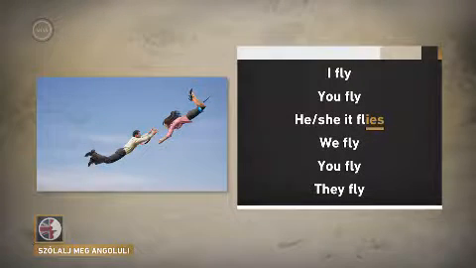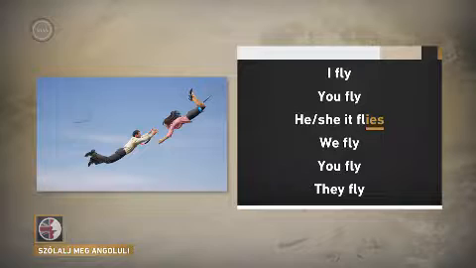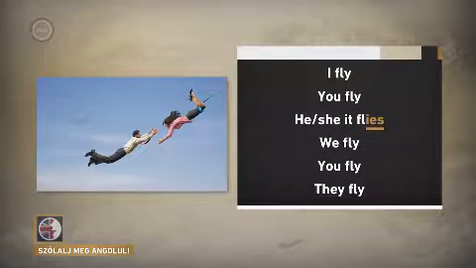I fly, you fly, he, she, it flies. We fly, you fly, they fly. Now, we also know that we have some irregular verbs, like the verb to go, which changes to goes in the third person singular. If a verb ends in ss or x or ch or sh or o, then we need to remember to add es, not s, to the third person singular.